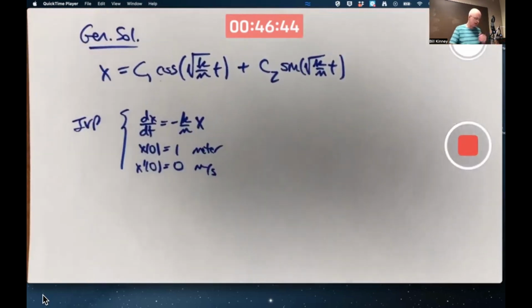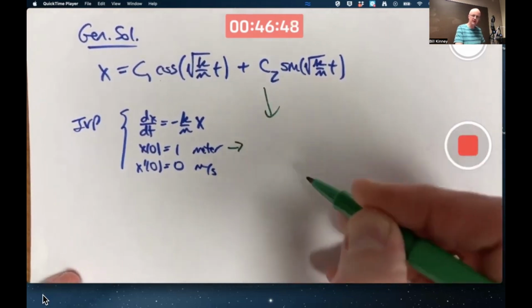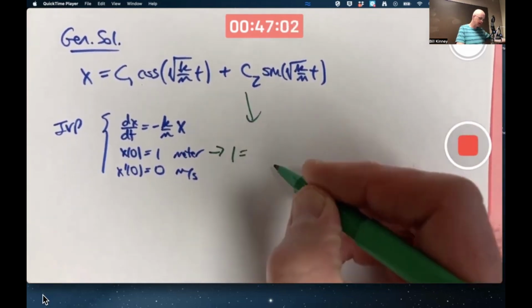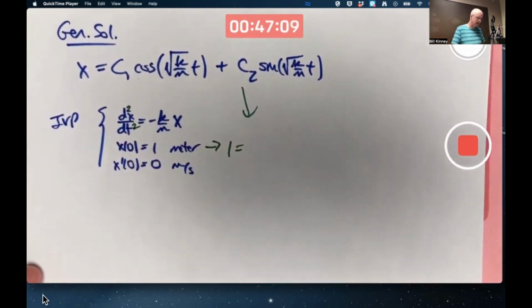All right, how to solve. Use the general solution, use the initial condition to solve. Question? Yes. No, I made a mistake. That should be a second derivative. Couple mistakes today.